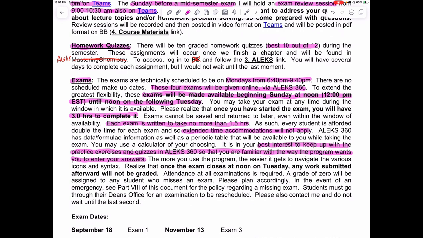And then again, once that exam closes on Tuesday at noon, that's done. Any work after that will not be graded. Again, that's not saying that I don't understand that there's going to be sickness and things of that nature. For those sickness accommodations, you need to go through the dean's office. And then we can discuss.